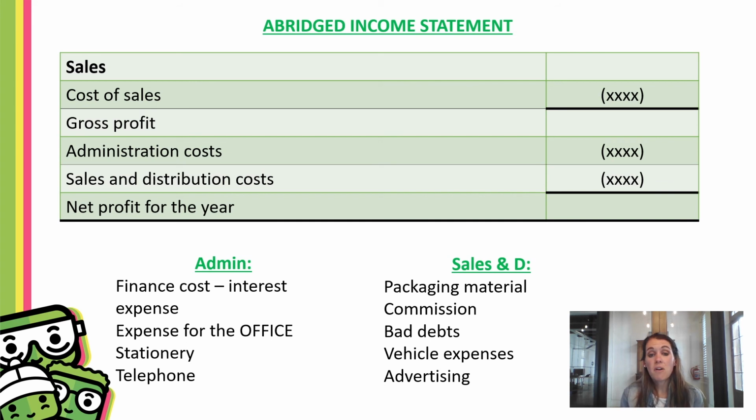There's other general costs as well, but when you see finance cost, when you see stationery, when you see telephone, it's purely admin. You cannot enter it in your factory overheads account. When you see packaging material, commission, bad debts, vehicle expenses, and advertising, you may only enter it in sales and distribution, which is part of the abridged income statement.